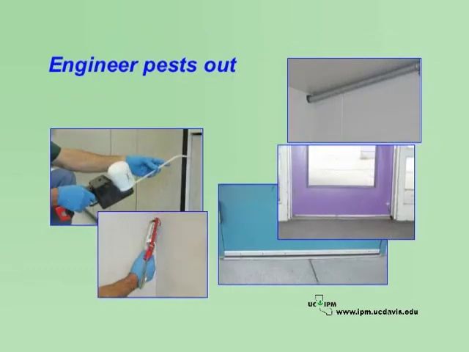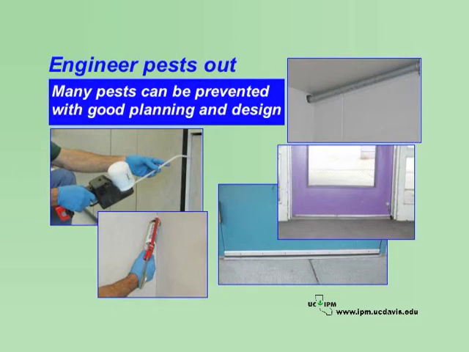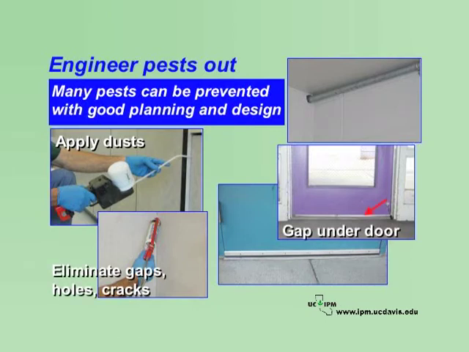Prevention should be the main focus in an IPM program. Many pests can be prevented with good planning and design. IPM practitioners look for opportunities to design pests out when putting in new facilities, when remodeling or repairing existing facilities, or when planting new areas. For instance, applying insecticidal dusts in wall voids when remodeling or putting in new buildings will prevent roaches from establishing and ants from entering. Eliminating gaps, holes, and cracks in newly constructed as well as old buildings will keep insects and rodents out. Installing door sweeps and weather stripping around all windows and doors are other ways to discourage pest invasions. In kitchens, screens on floor drains and ceiling around pipes will discourage cockroaches, mice, and other invaders.